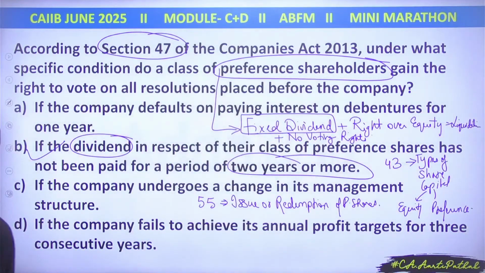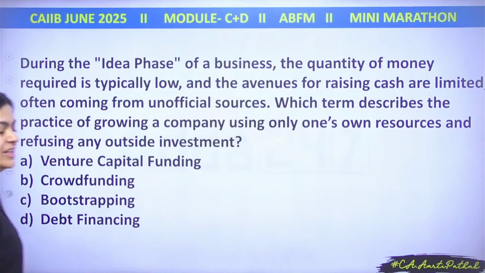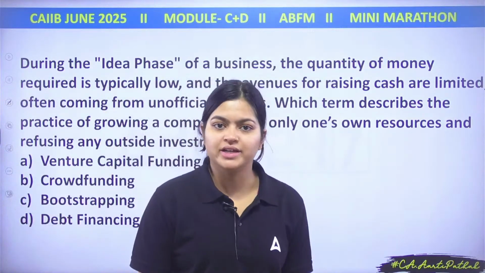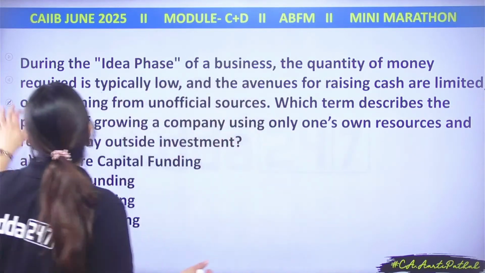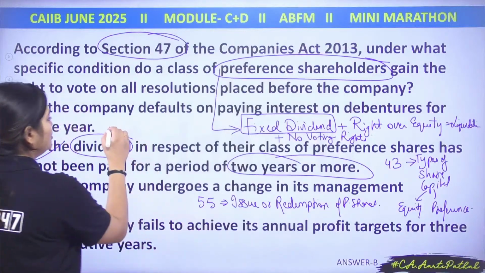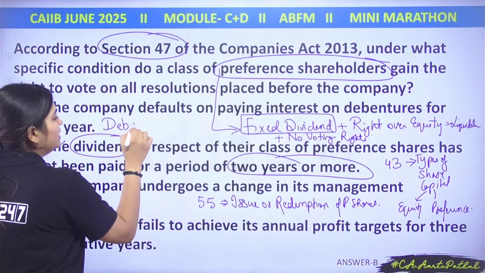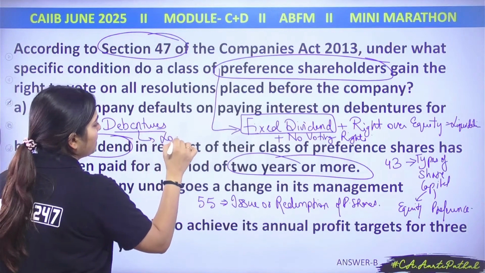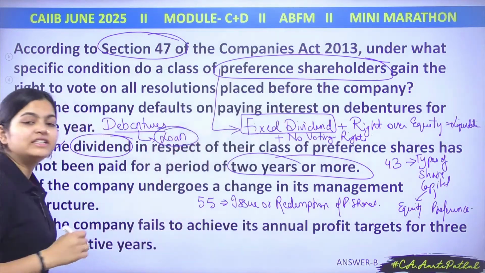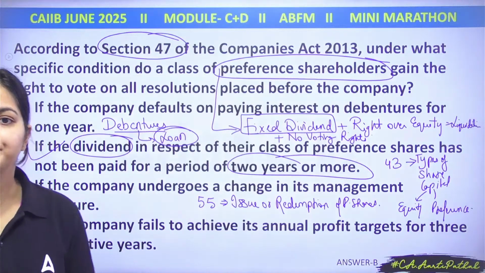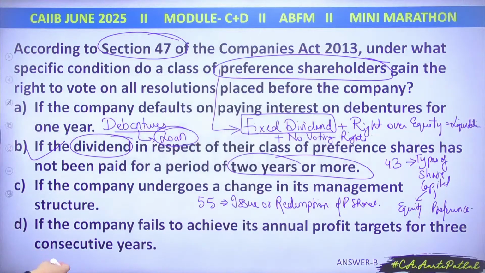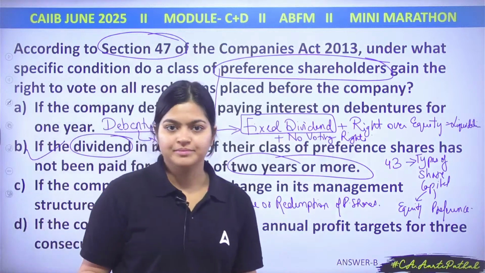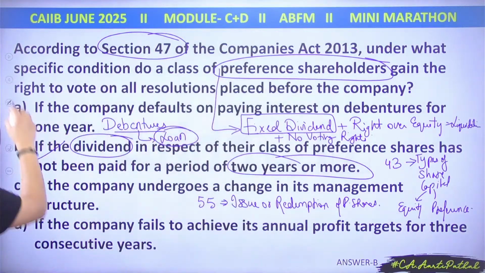Now let's see the next answer. In debentures, you never give any voting rights. See, debentures are a type of loan. So in that loan, you are not giving any voting rights to them. Correct? Now, coming to the next.